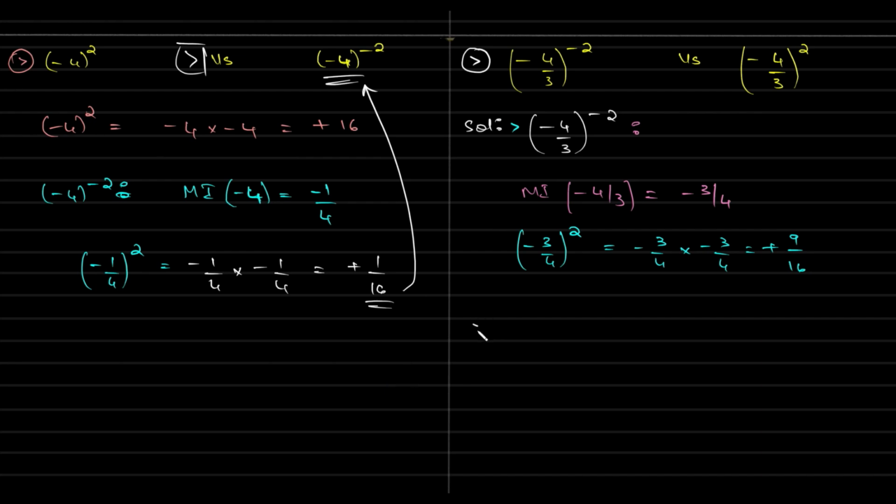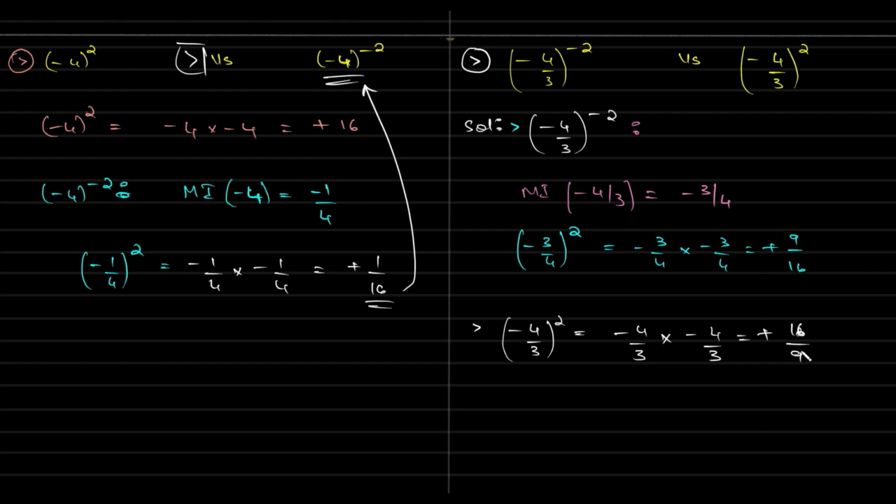Next one is negative 4 by 3 the whole square. So here there's no complicated thing about multiplicative inverse. There's no complication, but still there is a negative inside the bracket, so I need to handle it carefully. Negative into negative is positive. 4 into 4 is 16. 3 into 3 is 9.